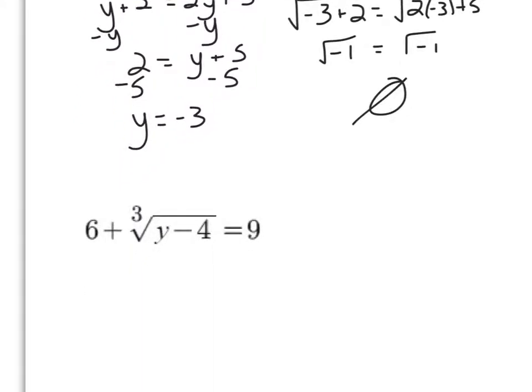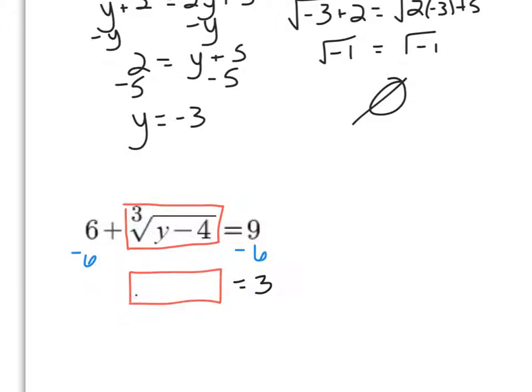Alright, what's different in this guy? We got a little cube root. Okay, so I blob it. My first step is to minus 6. Then I have my blob, it's a very technical term, equals 3. So I have the cube root of y minus 4.